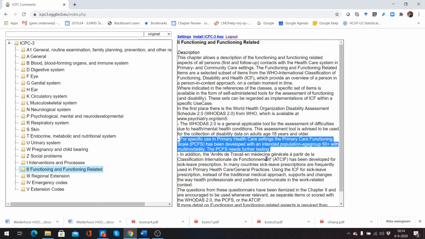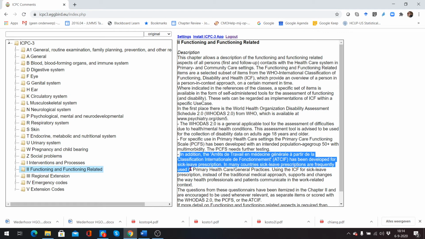The second pillar, ATSIF, a subset of the ICF used in France. This application was developed for prescribing sick leave certifications. In many countries, assessing whether someone can work is part of the doctor's daily work. Finally, the third pillar is the WHO Disability Assessment Schedule 2.0, the WHODAS. It's a generally applicable tool for assessing difficulties caused by health or mental illness.